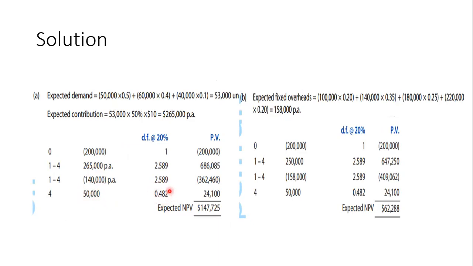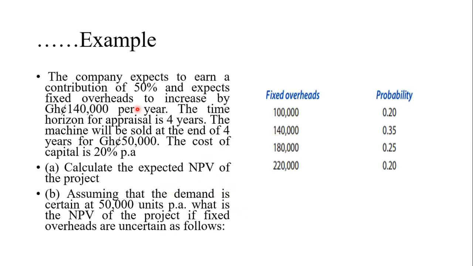We apply the discount factor to that, and so we can calculate our expected NPV. So this is how NPV is calculated when you have expected values. That is part A, calculate the expected NPV of the project. B says, assuming that the demand is certain at 50,000 units per annum, what is the NPV of the project if fixed overheads are uncertain as follows?